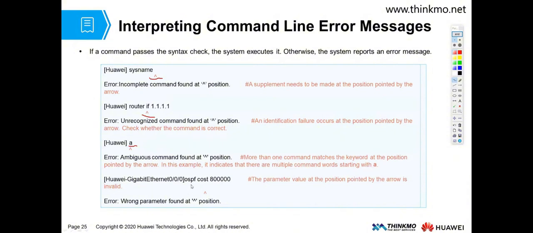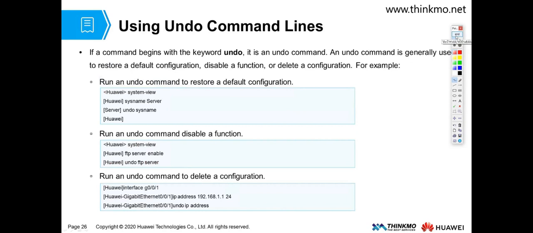Besides these, for example, if I type this command here and it also reports an error, it tells you that we found an incorrect parameter here. So what if we type a command incorrectly? We want to undo it, and in this case, we need to use the word undo at the beginning, which means I want to cancel this command.